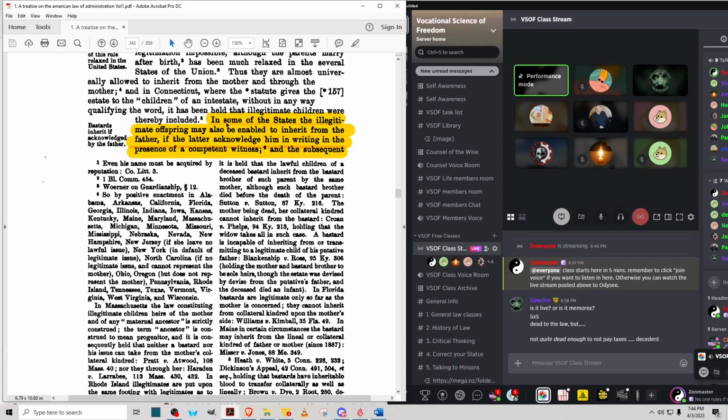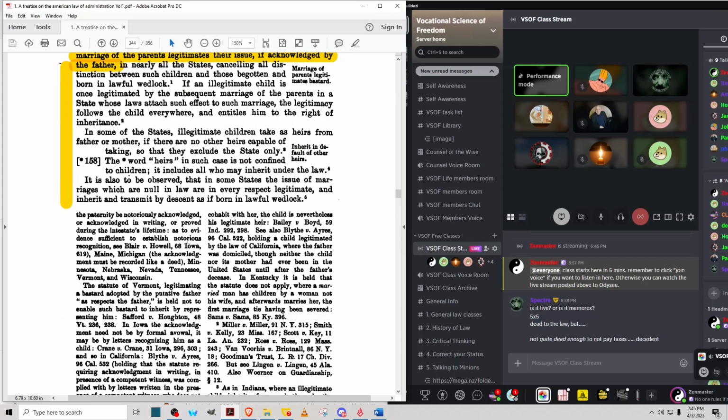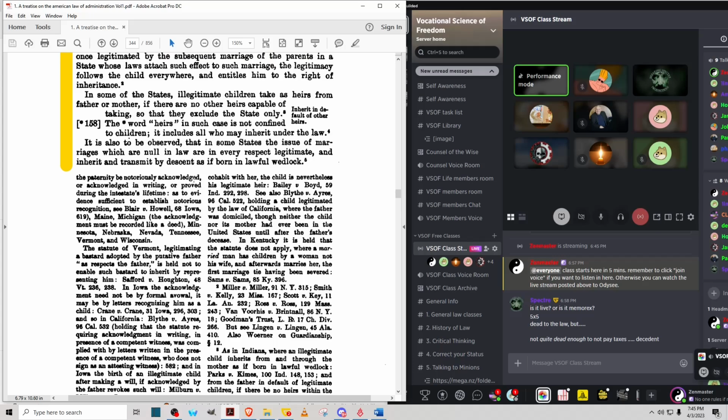And this is the reason why we do this, because I already knew this aspect of law, that in some states, the illegitimate offspring may also be enabled to inherit from the father if the father acknowledges him in writing in the presence of a competent witness, right? And if you go to 6, which is the little note here, it says, so provided in California, Iowa, the paternity be notoriously acknowledged, okay, so that means by notary, or acknowledged in writing, or proved during the intestate's lifetime as to evidence sufficient to establish notorious recognition.